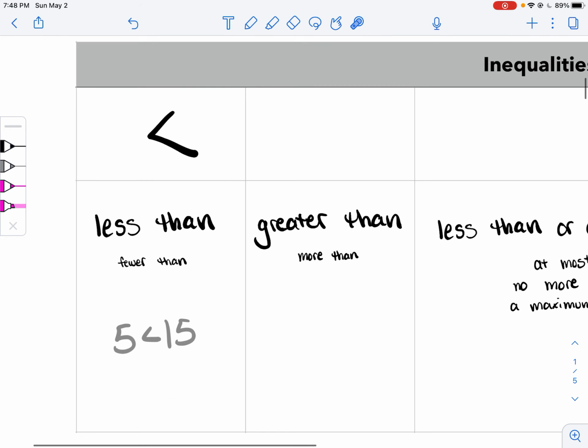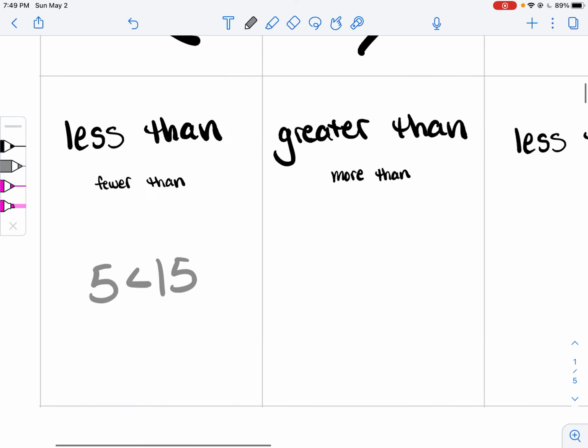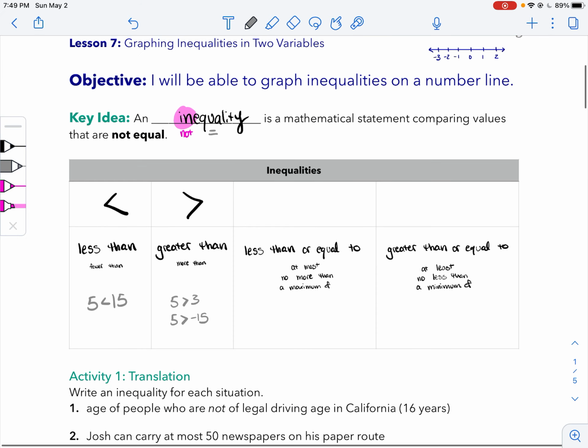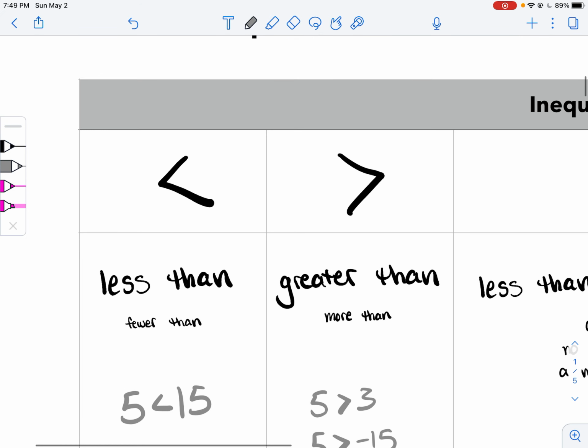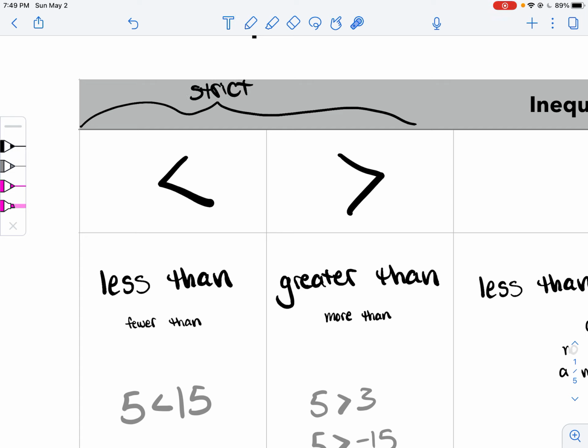The opposite of less than is greater than, and in an opposite manner, it goes the opposite way. For example, we want to redeem our little 5 guy over here. 5 is greater than 3, and 5 is greater than negative 15. So, yay, 5. These guys, because they are just plain old inequalities, we have a fancy term for them. We call them strict. They are strictly less than. They are strictly greater than.